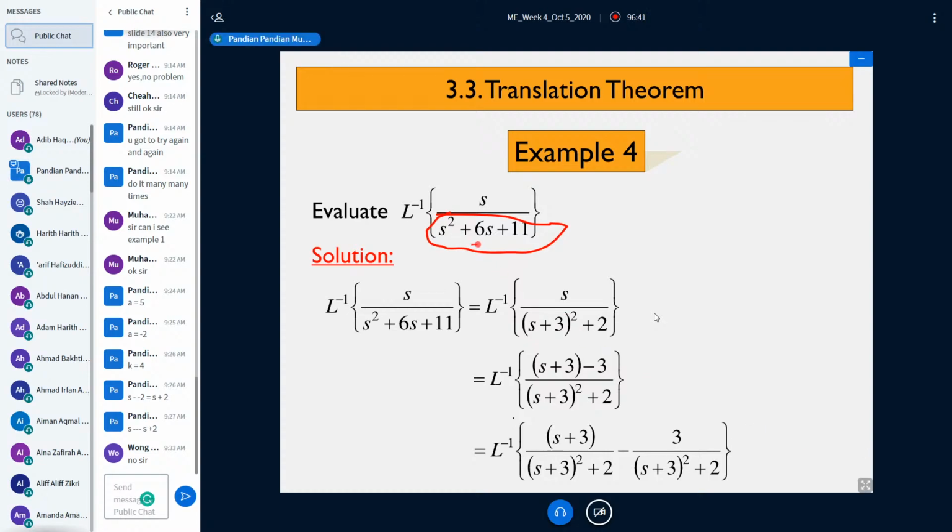Because this 6s is 3s plus 3s, we can use the translation theorem. That is the good thing about this kind of problem. Partial fraction is one side. You cannot apply partial fraction to all the problems. No, the answer is no. So here we adopt a method called completing the square. This is the beginning, how to handle this part.